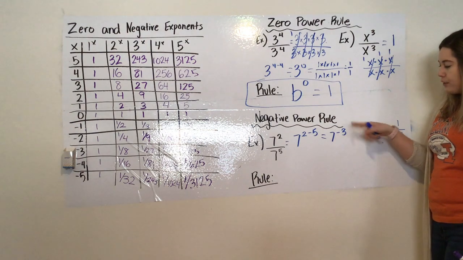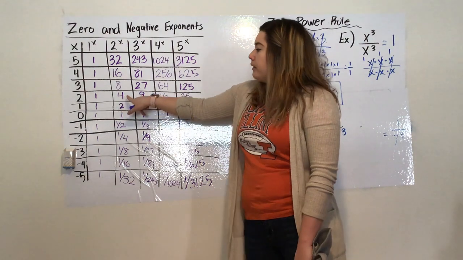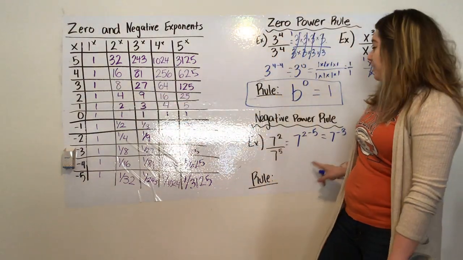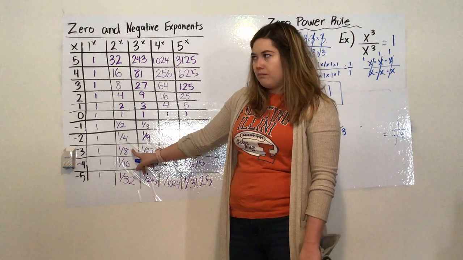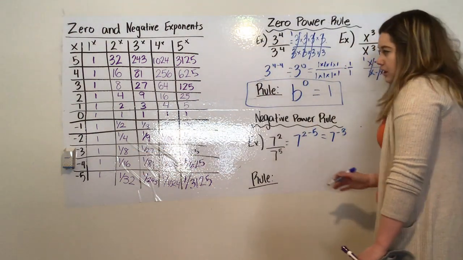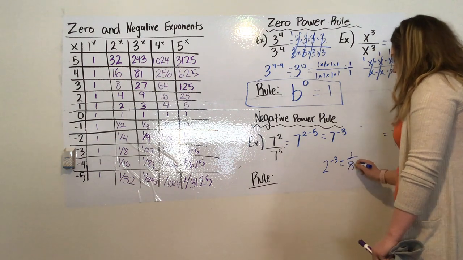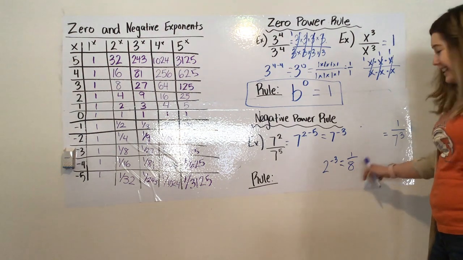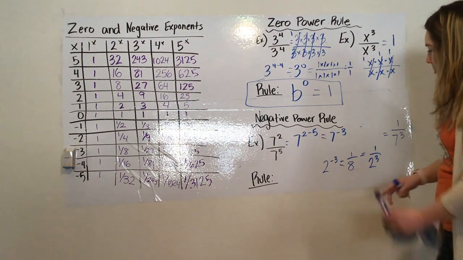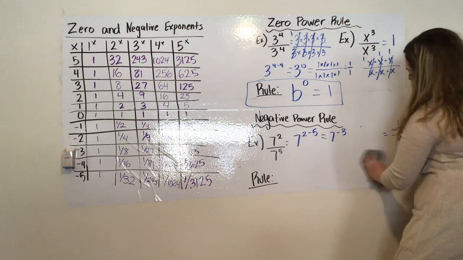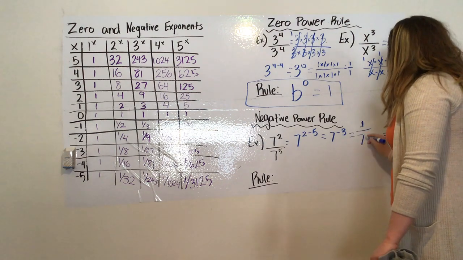How else do we prove 7 to the negative 3 is actually 1 over 7 to the third? Well, if we look back to our table that I still have up, and we're going to use a negative 3, if we go to the 2 column, 2 to the power of negative 3 gave us 1 eighth, right? So I'm going to write this a little bit separate, but you can just follow along. 2 to the power of negative 3 gave me 1 over 8. Does anyone notice that 8 is actually 2 cubed? So it's 1 over 2 cubed, okay? So, let me erase this. So 7 to the power of negative 3, written with positive exponents only, is 1 over 7 to the power of 3.